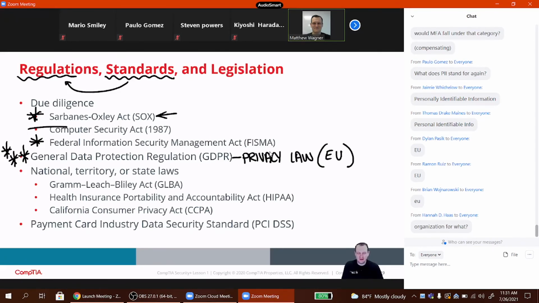Now, this GDPR is a landmark sort of law, because this was written by the EU and then is adopted by all sorts of places. And the closest to it that we find in the U.S. is the CCPA, the California Consumer Privacy Act, which copy-pastes a lot of GDPR stuff to protect end users.